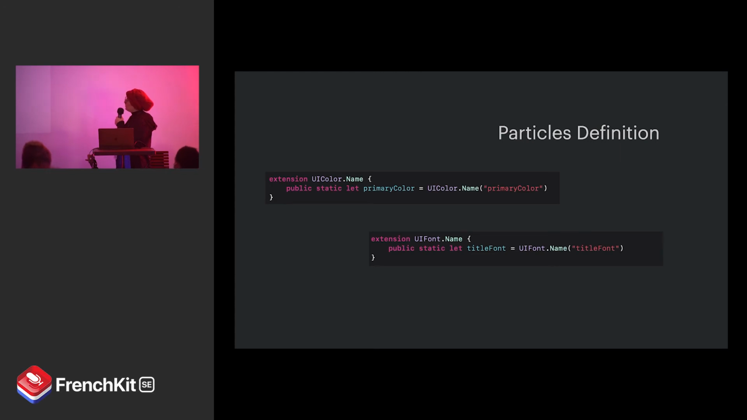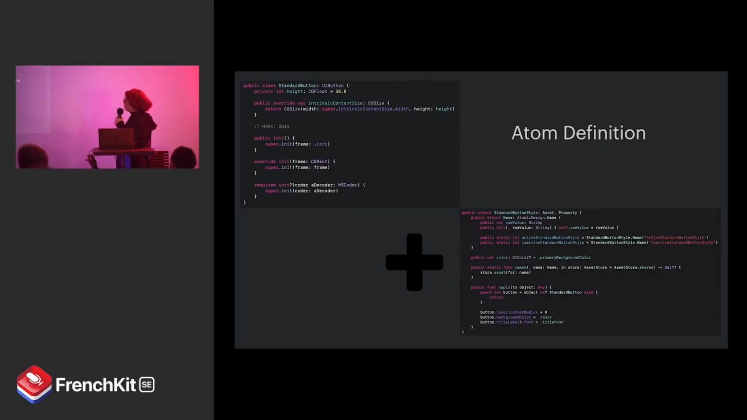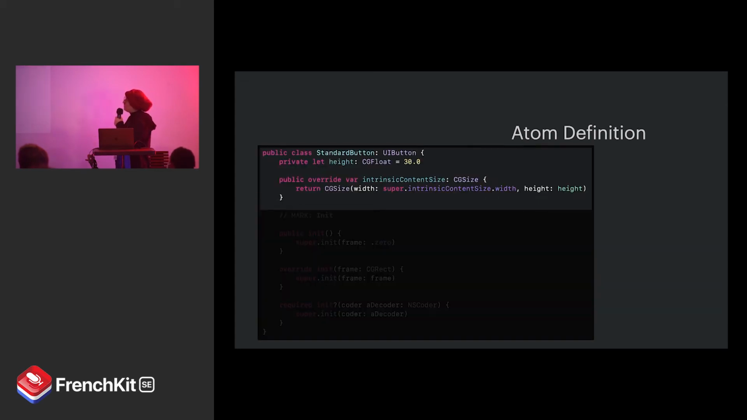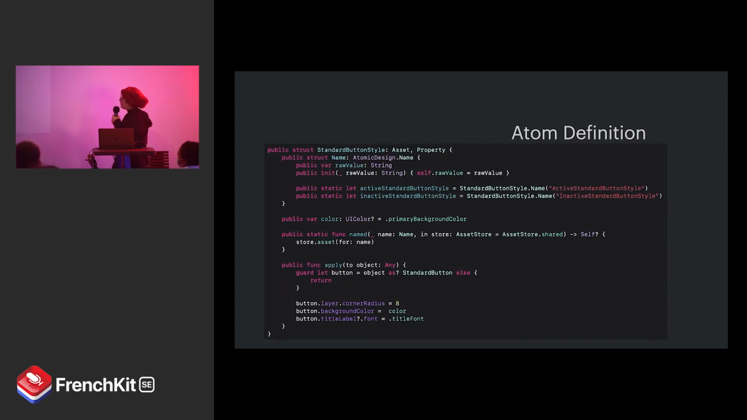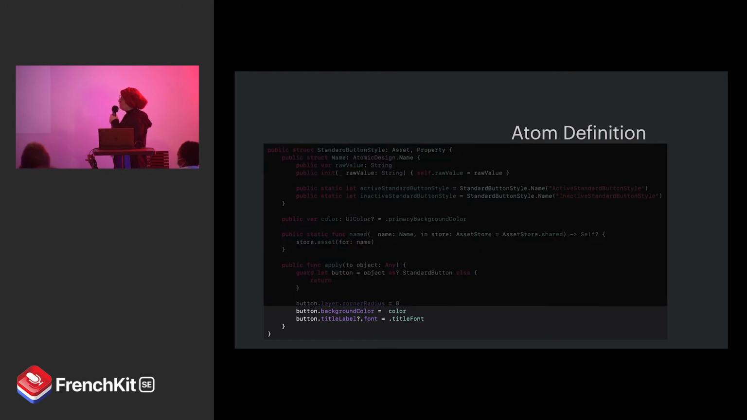So first, we defined our primary color particle and the title font particle. Next, we defined our atom by creating a standard button and a standard button style. The standard button style is a UI button with a 30 pixel height, because all the buttons of the style guide have a 30 pixel height. They share the same properties, so I fix it here. For the standard button style, I applied the title font particle to the title label and the primary color particle to the background color.